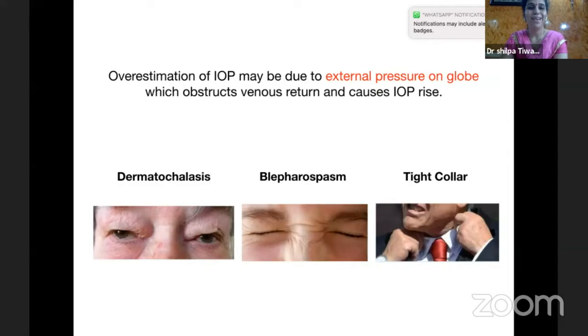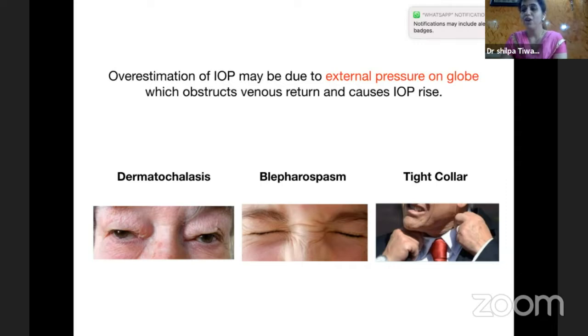This is the important thing. External pressure on the globe should be taken into consideration, as it leads to overestimation of the intraocular pressures. So first of all, we should hold the lids gently. As far as possible, we should try to hold only with the upper lid with the thumb. And if needed, depending on the patient's cooperability, we should hold, but it should not press your globe.